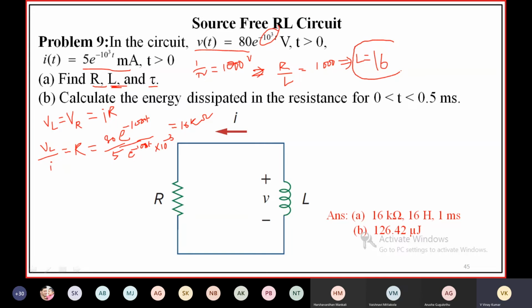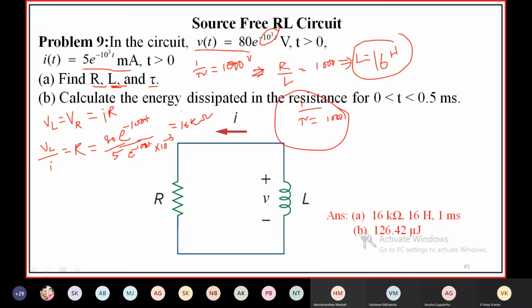Tau is equal to L by R, or directly you can find here t by tau is 1000. Then tau is equal to 1 millisecond. Tau is equal to 1 millisecond.